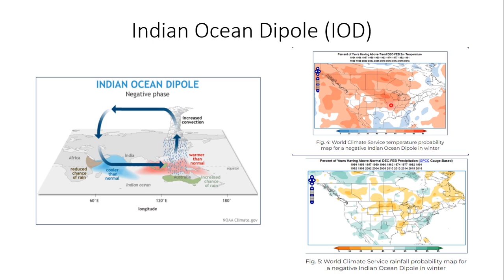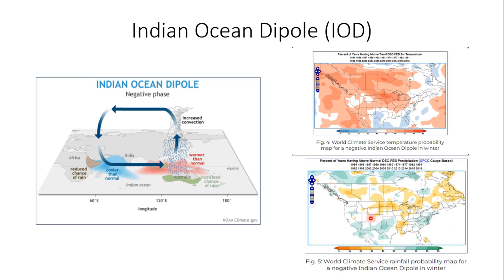So with a negative IOD from December to February, you see there are a lot of above normal areas across the United States. The Midwest, the northern plains, right on down into the south central U.S., the Ohio Valley. Below normal temperatures actually are across Texas and Florida. And then near normal temperatures for the mid-Atlantic and New England.